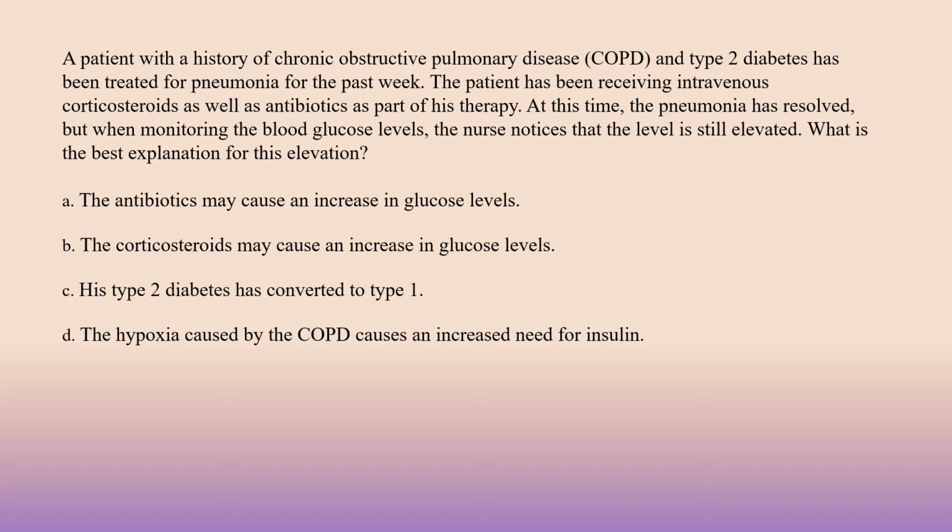A. The antibiotics may cause an increase in glucose levels. B. The corticosteroids may cause an increase in glucose levels. C. His type 2 diabetes has converted to type 1. D. The hypoxia caused by the COPD causes an increased need for insulin.